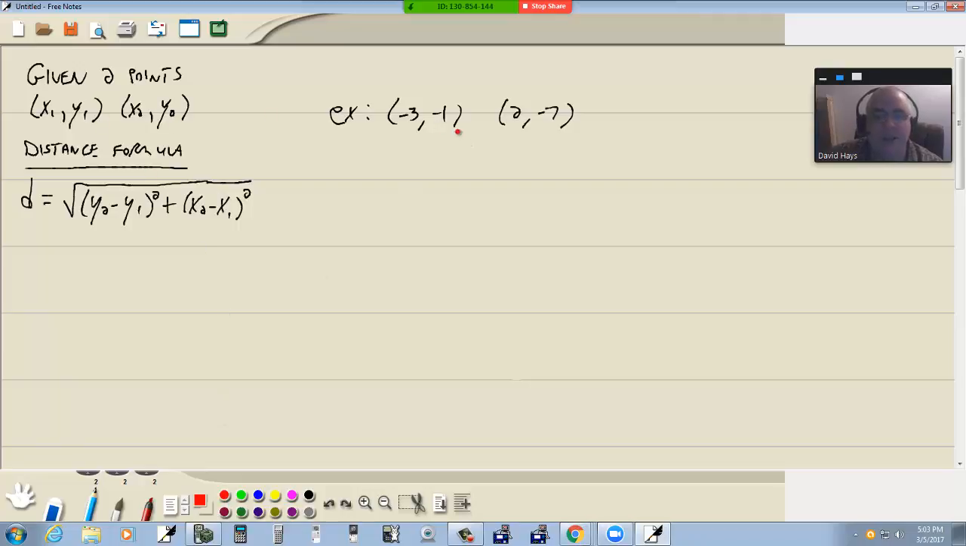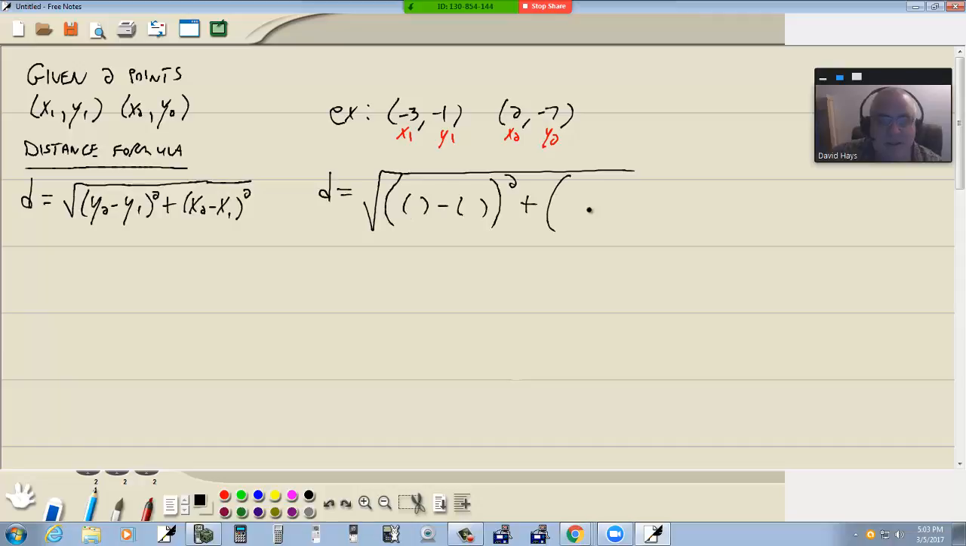First thing I'll do is go through and label them. This is my first point, so I'll label this as x1, y1. This is my second point, so I'll label this as x2, y2. It actually doesn't matter which one you label as your first point, which one you label your second point. It gives you the same answer either way. Now I'll go through my distance formula, and I'm going to replace all my variables with sets of parentheses. Now since these already have parentheses here, I'll make those a little bit bigger. So we're going to have parentheses minus parentheses squared, and we'll have parentheses minus parentheses squared.